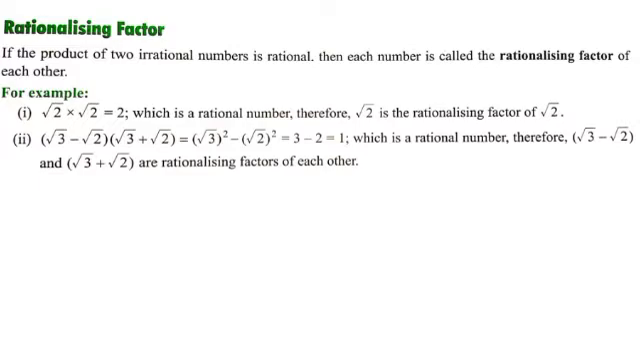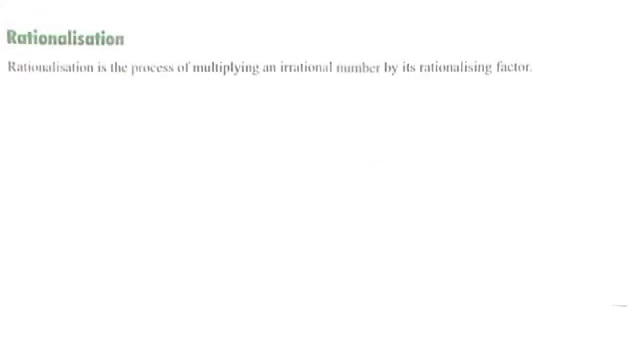Square root 3 minus square root 2 into square root 3 plus square root 2 is equal to square root 3 squared minus square root 2 squared, which is equal to 3 minus 2, which is equal to 1, which is a rational number. Therefore, square root 3 minus square root 2 and square root 3 plus square root 2 are rationalizing factors of each other.